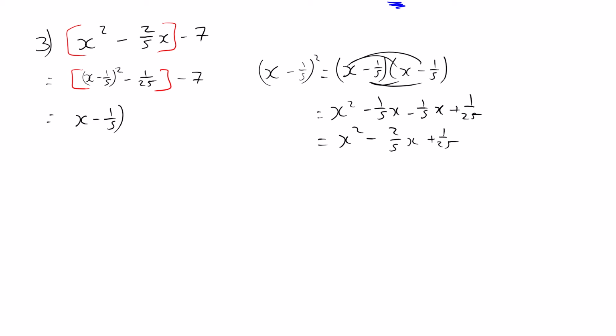Again, let's expand those red brackets out, tidy that up. X minus a fifth squared minus a 25th, take away 7 is minus 7 and a 25th, and that is our answer. I've left it as a mixed number here. You could combine it into a top-heavy fraction if you like.